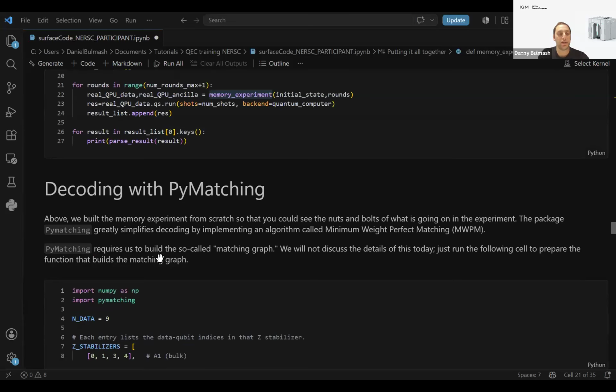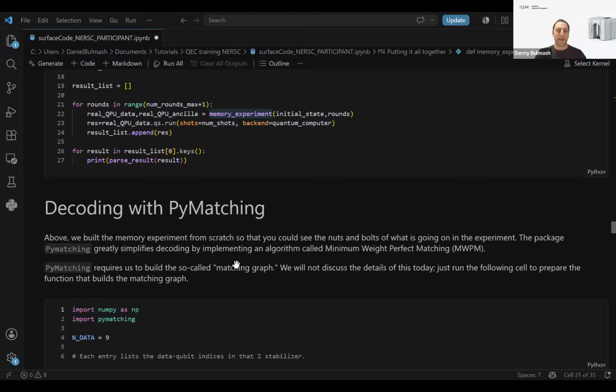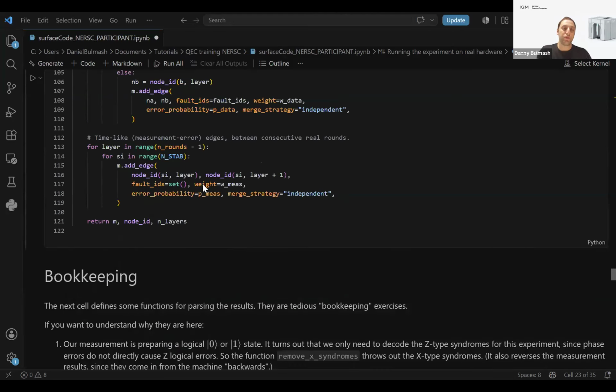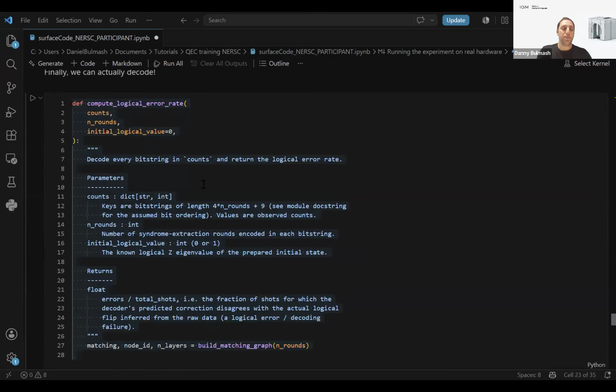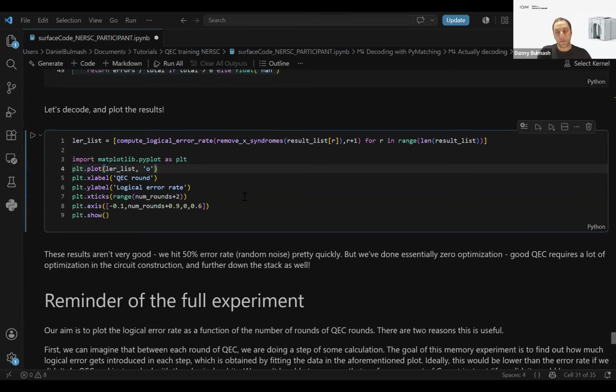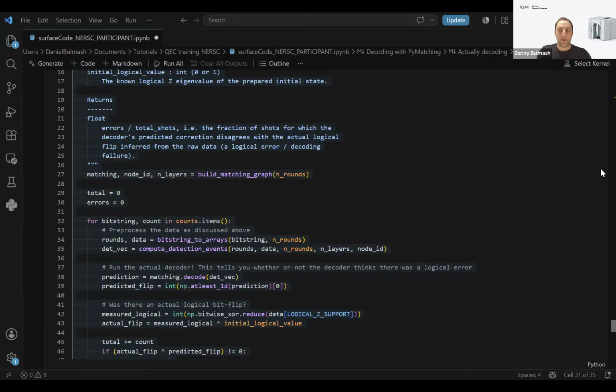The decoding is a little bit technically involved, so I've written the decoding code for you. But for those who are interested, please feel free to look into all of it and unpack all of that yourself. It's all there, but there's a lot of detailed bookkeeping in order to pass the results of the experiment into the decoding. So a bunch of predefined functions, and then we'll actually decode and plot the results at the end. So that's where we're headed for this experiment.